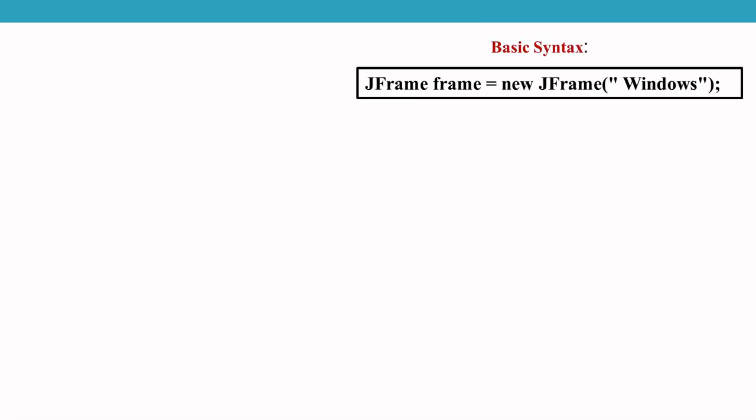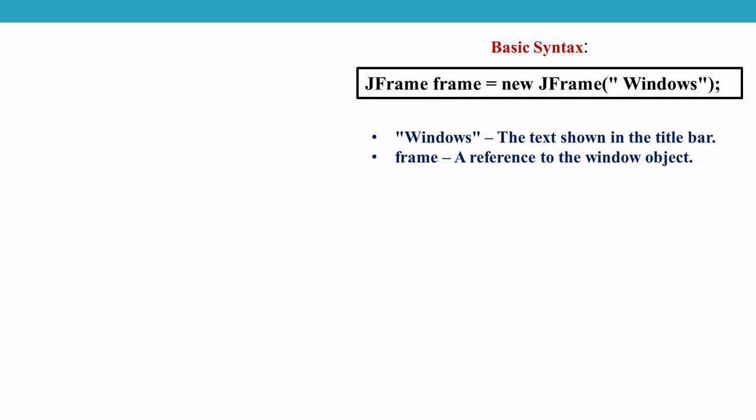For creating a JFrame, we use the JFrame class and create its object. So frame is the reference of this object, and Window is the text which is printed on the title bar. Using this basic syntax, we create a JFrame.